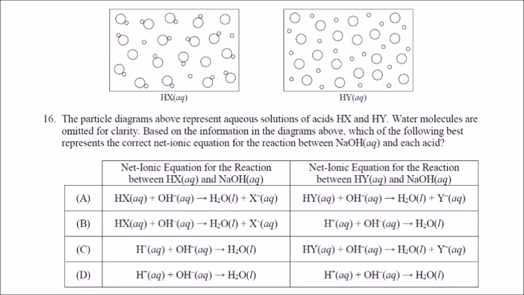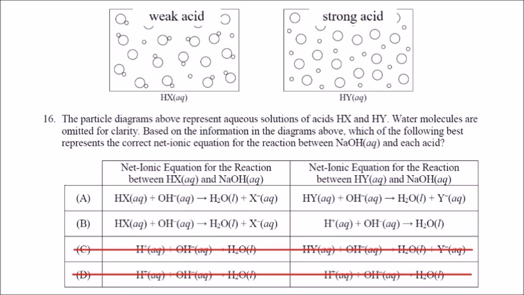On the left, the majority of HX molecules are not ionized. So HX is a weak acid. But on the right, the majority, I guess 100% in this case, of the HY molecules are fully ionized. So HY is a strong acid. For a weak acid, we should leave that formula written together. So HX, the correct answer is either A or B. And then for the strong acid, we should split it up completely and just write H+, and OH- makes water. So the correct answer is choice B, which shows a weak acid in column 1 and a strong acid in column 2.